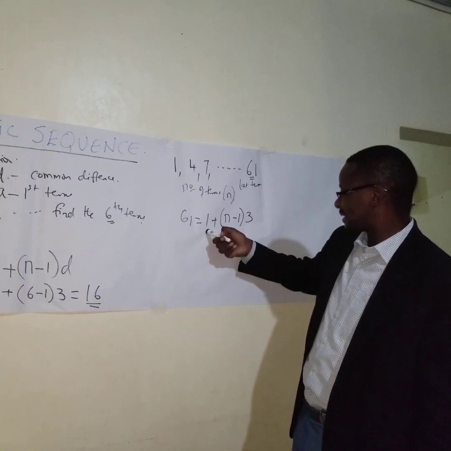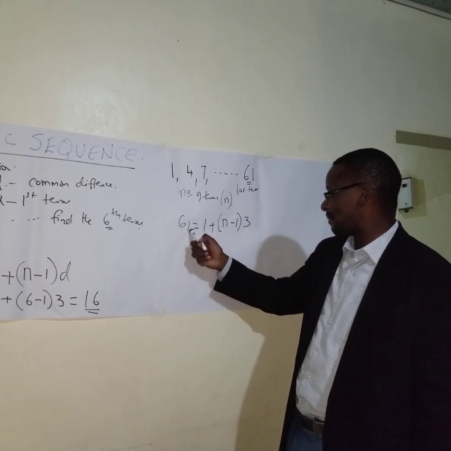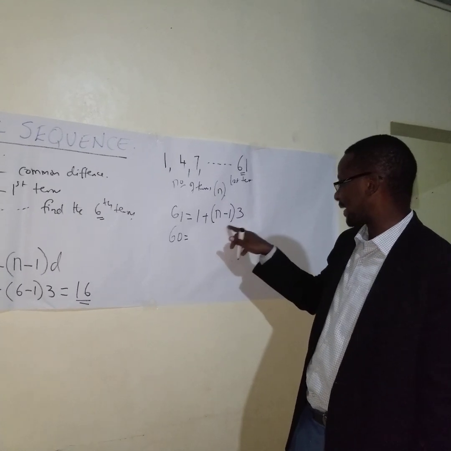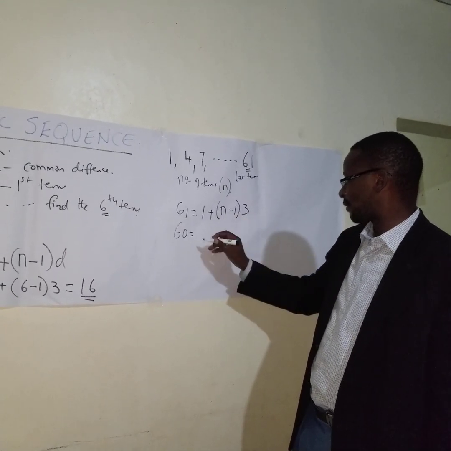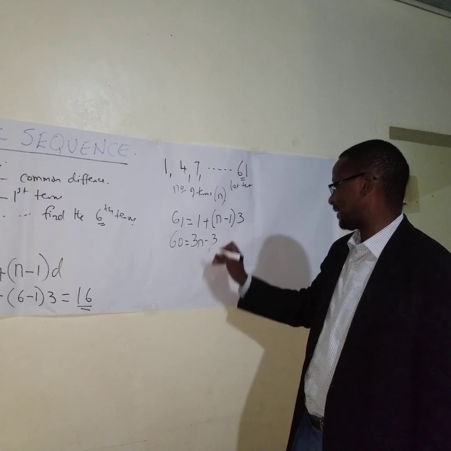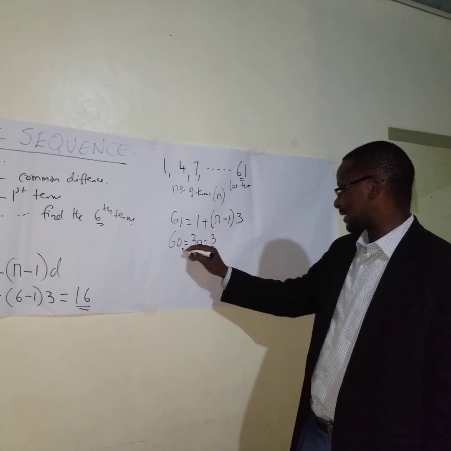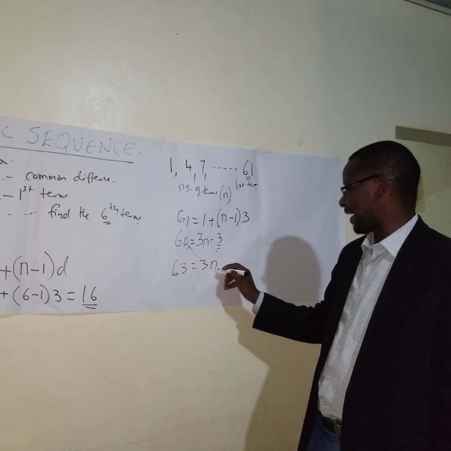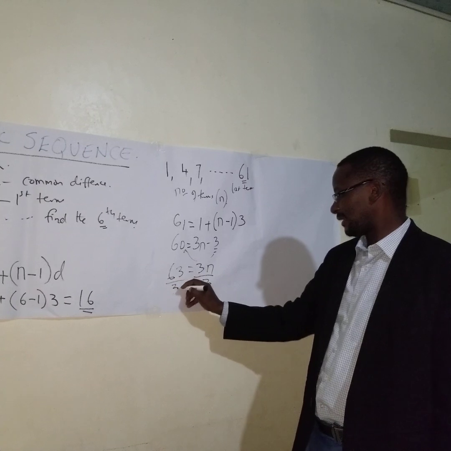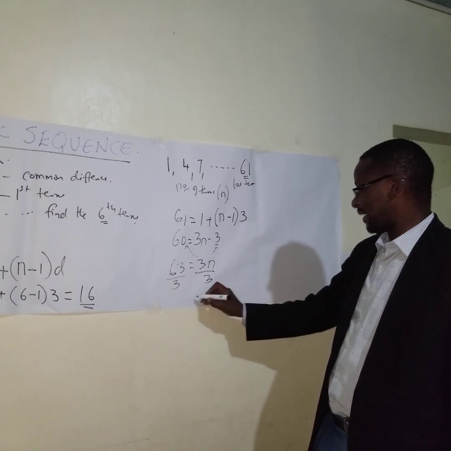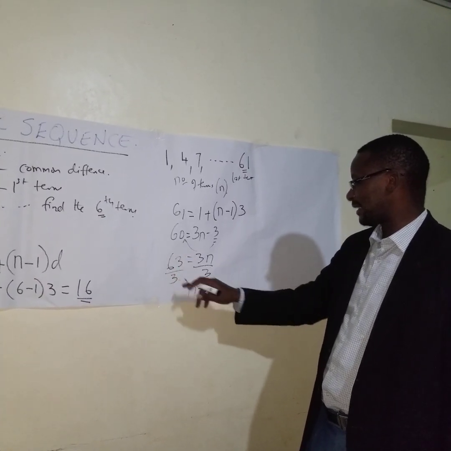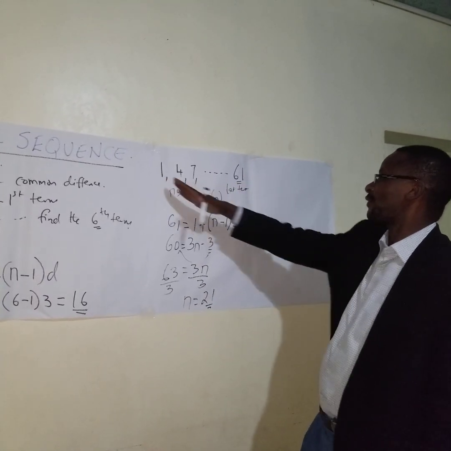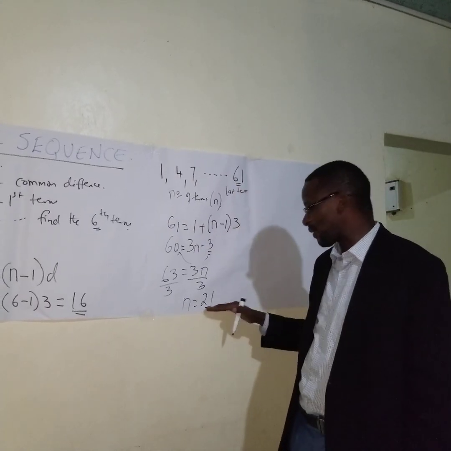So you can bring this 1 to the other side. So 61 minus 1, you'll get 60 is equal to, open these brackets. So you multiply by 3, you get 3n minus 3. Take this 3 to the other side, you will get 63 is equal to 3n. Then you divide by 3, divide by 3. So your n becomes what? 63 divided by 3, 21. So the number of terms here from 1 all the way to 61 will be 21 of them.